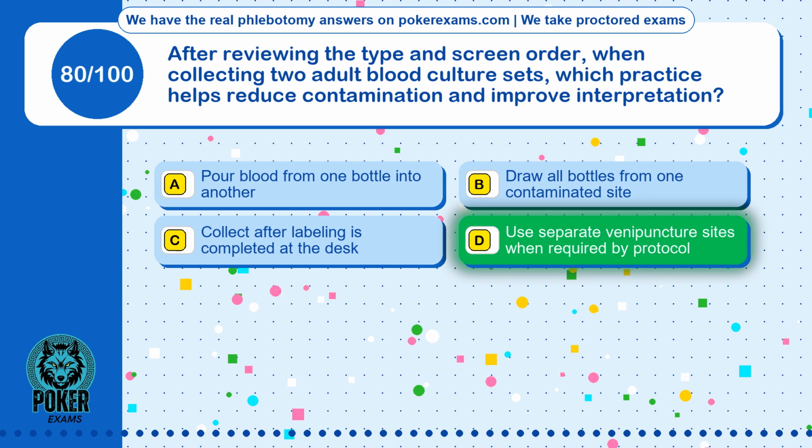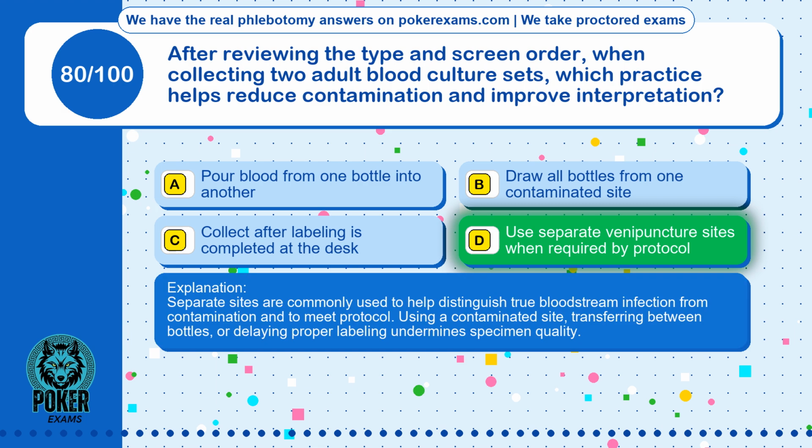The correct answer is option D. Use separate venipuncture sites when required by protocol. Separate sites are commonly used to help distinguish true bloodstream infection from contamination and to meet protocol. Using a contaminated site, transferring between bottles, or delaying proper labeling undermines specimen quality.